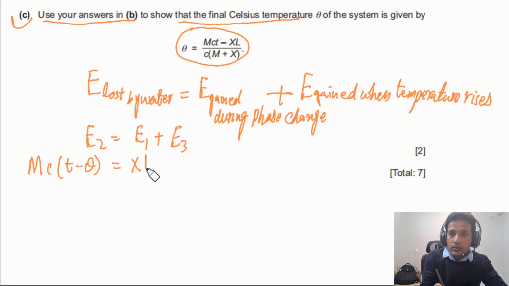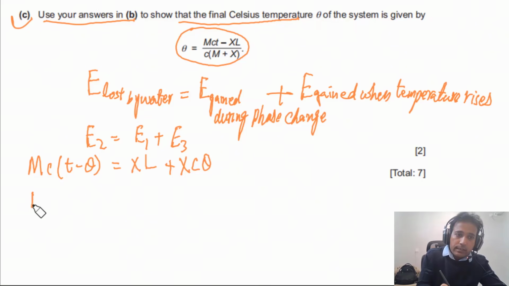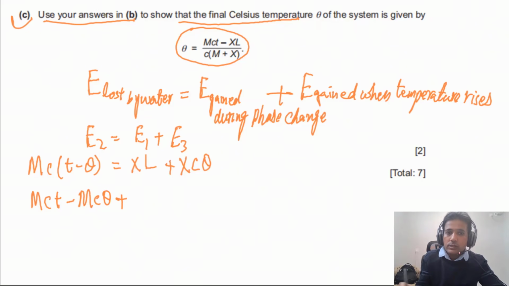And E1 was XL and E3 was XC times theta. Now at this point, what we need to find out? We need to find theta. So we have to separate. The terms including theta should be on one side and without theta on the other side. So we need to multiply inside. So we can say this is MCT minus MC theta, and this is equal to XL plus XC theta.